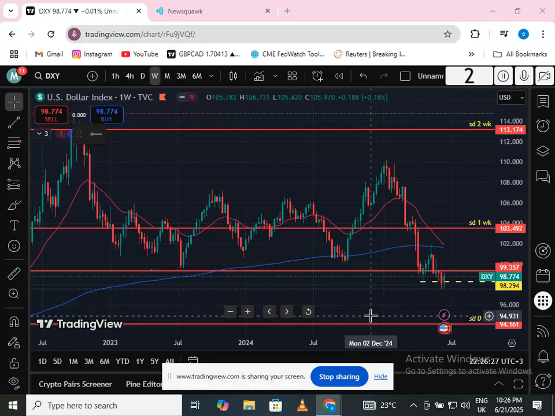In this week's Forex Forecast, we're going to talk about the US dollar index, the EUR/USD, gold, Bitcoin, and lastly, we're going to talk about the USD/ZAR, or you can call it the US dollar South African rand.